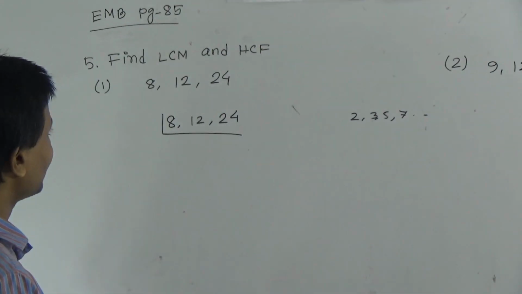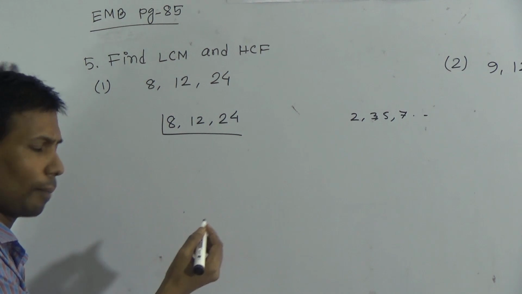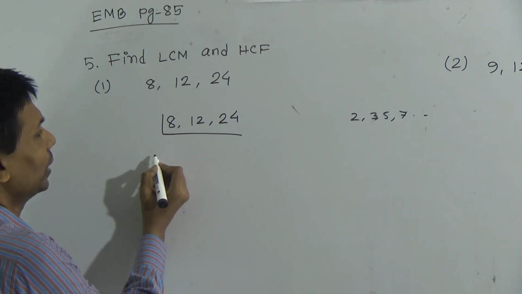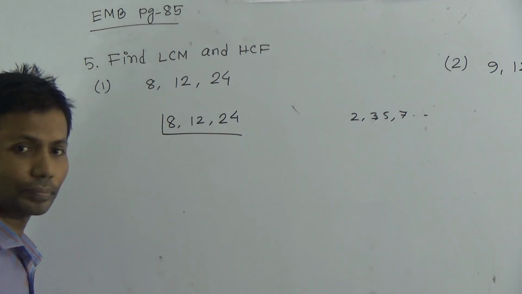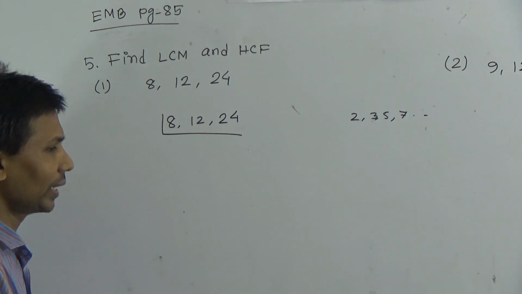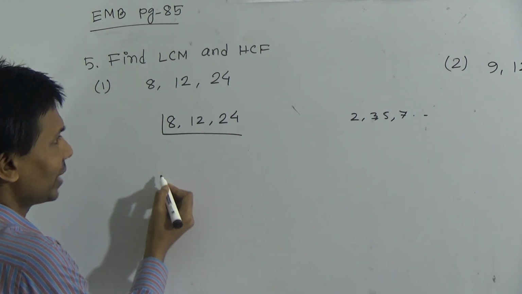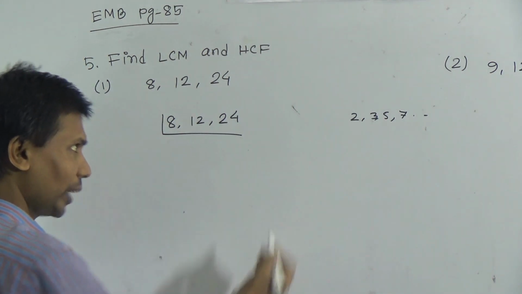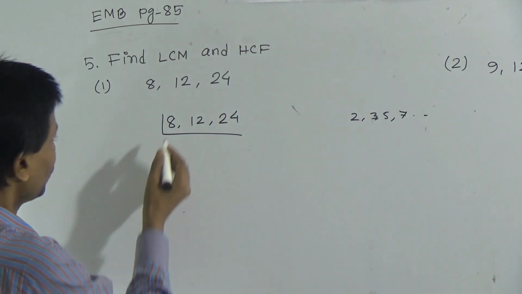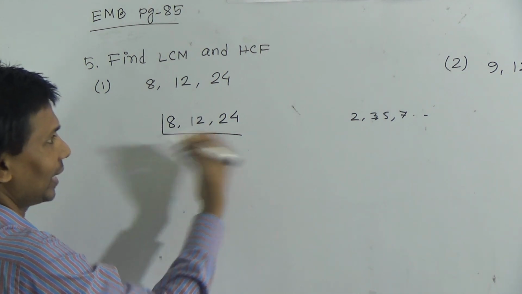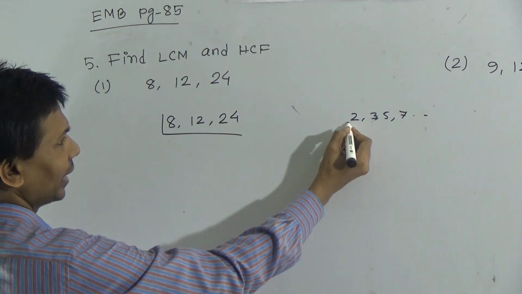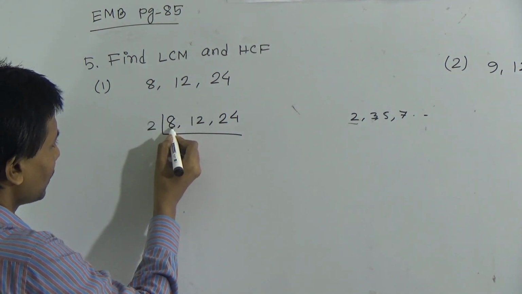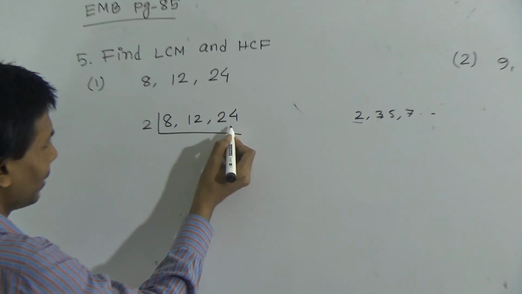For determining LCM, you have to select a prime number so that at least two numbers are divisible by that number. I repeat again: for determination of LCM, select any prime number so that at least two numbers are divisible by it. Suppose we select 2 first. These are even numbers.